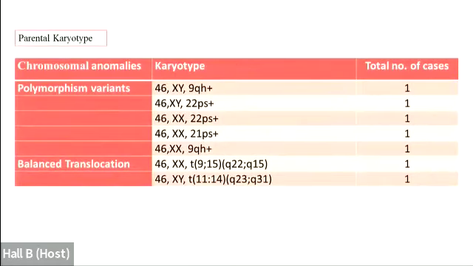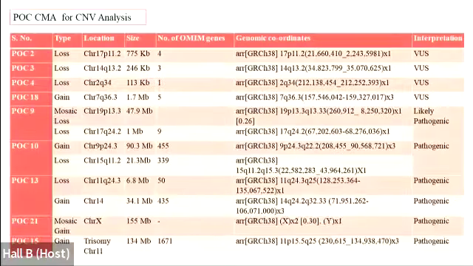So this is just a picture of the parental karyotype, where in 5 patients we found polymorphic variants. And there was a balanced translocation in one of the males at chromosome 9 and 15, and in one of the males at 11 and 14, and a female at 9 and 15. I'll discuss this later in a slide. And this is the CMA for CNV analysis, which I'll discuss case-wise in further slides.